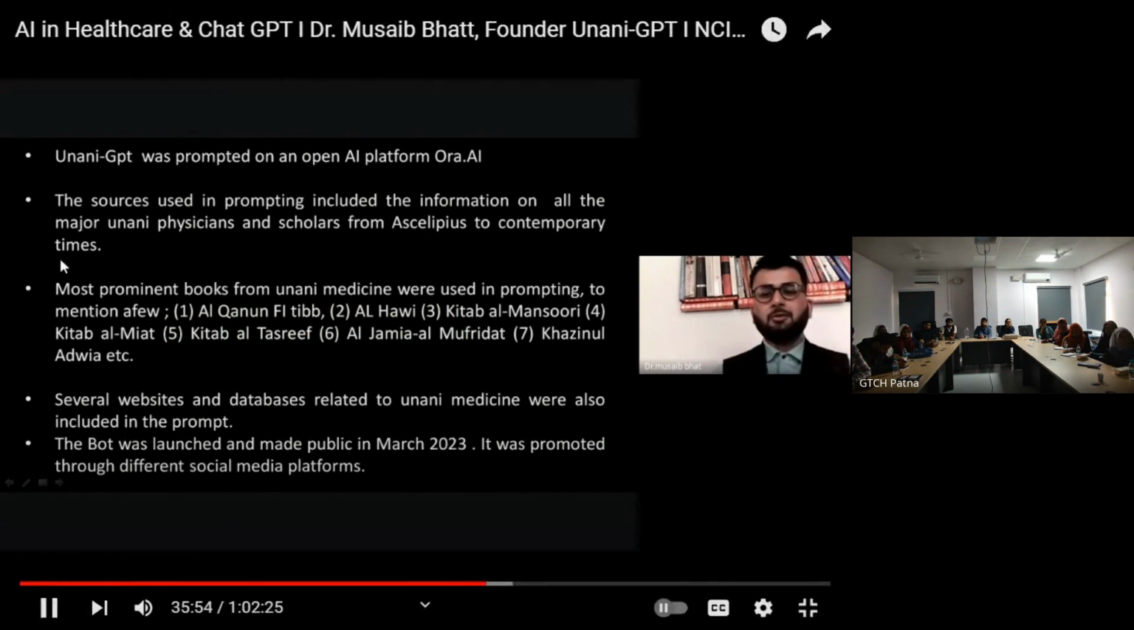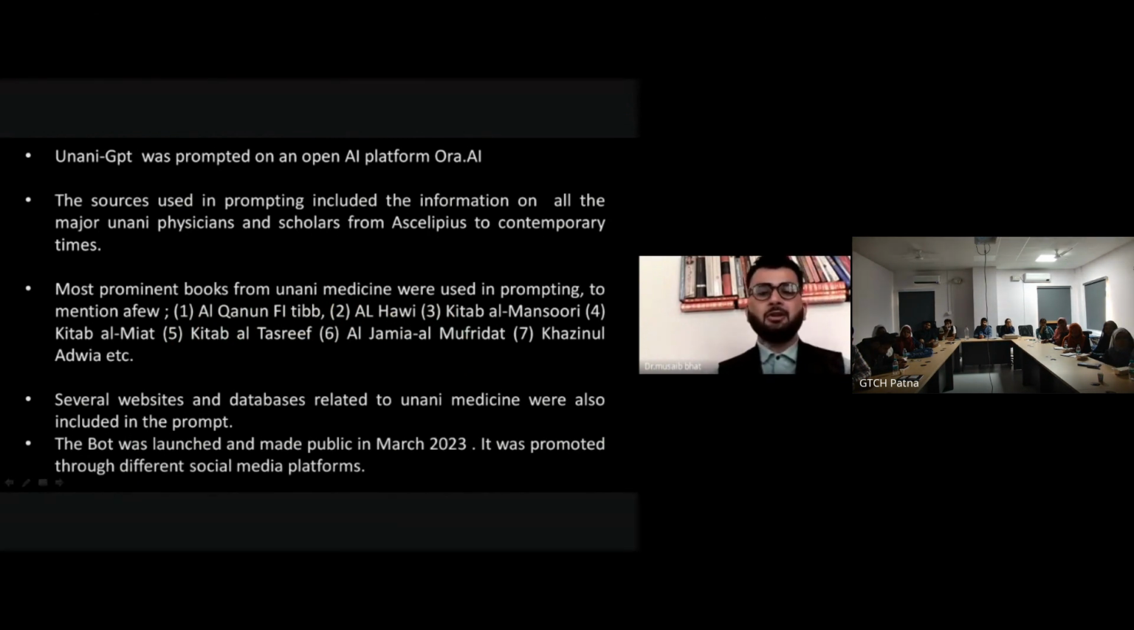The sources used in prompting include the information on all the major Unani physicians and scholars from Asclepius to contemporary times. Most prominent books from Unani medicine were used in prompting. To mention a few, we used Al Qanun Fitiv, Al Hawi, Kitab al Mansuri, Kitab al Mia, Kitab al Tasrif, Al Jami al Mufaridat, Khazain al Adwiya, etc.